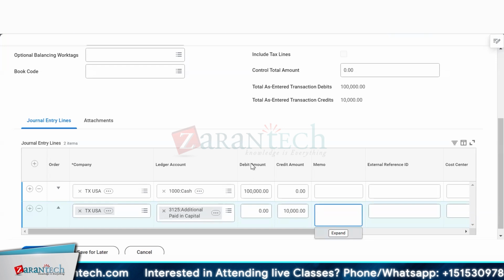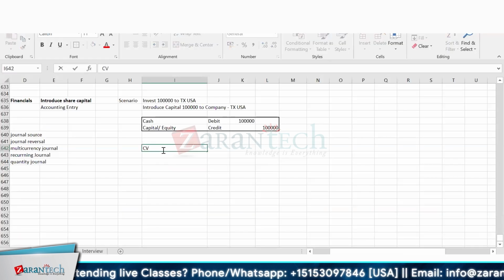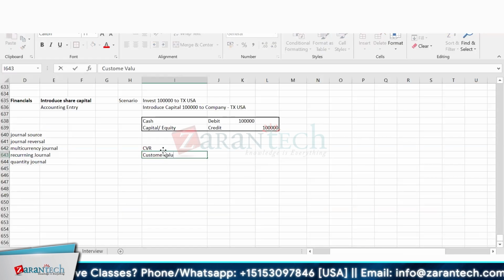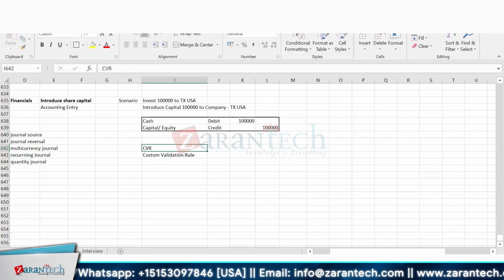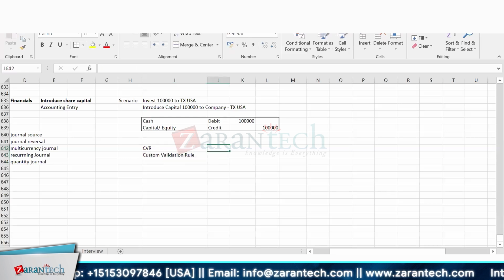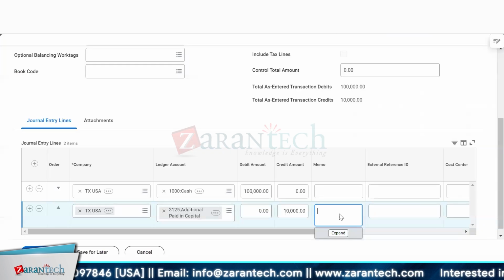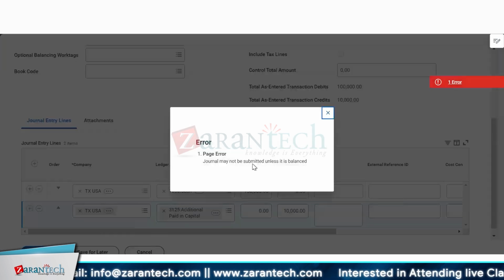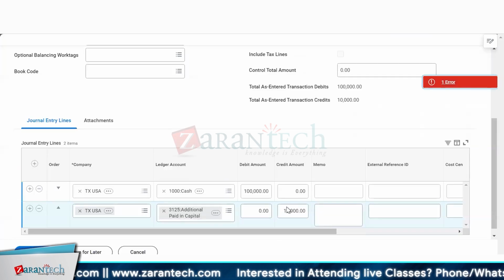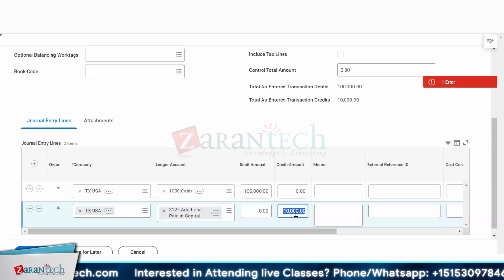The system has certain validations, and these validations are predefined. That's called CVR, custom validation rule. We will discuss this at a later stage: what is CVR and why we need it. So if I submit it, the system will verify those validations. The first validation is that a journal may not be submitted unless it is balanced, meaning these two lines should be balanced. Here you can see 100,000 and 10,000, this is not balanced.